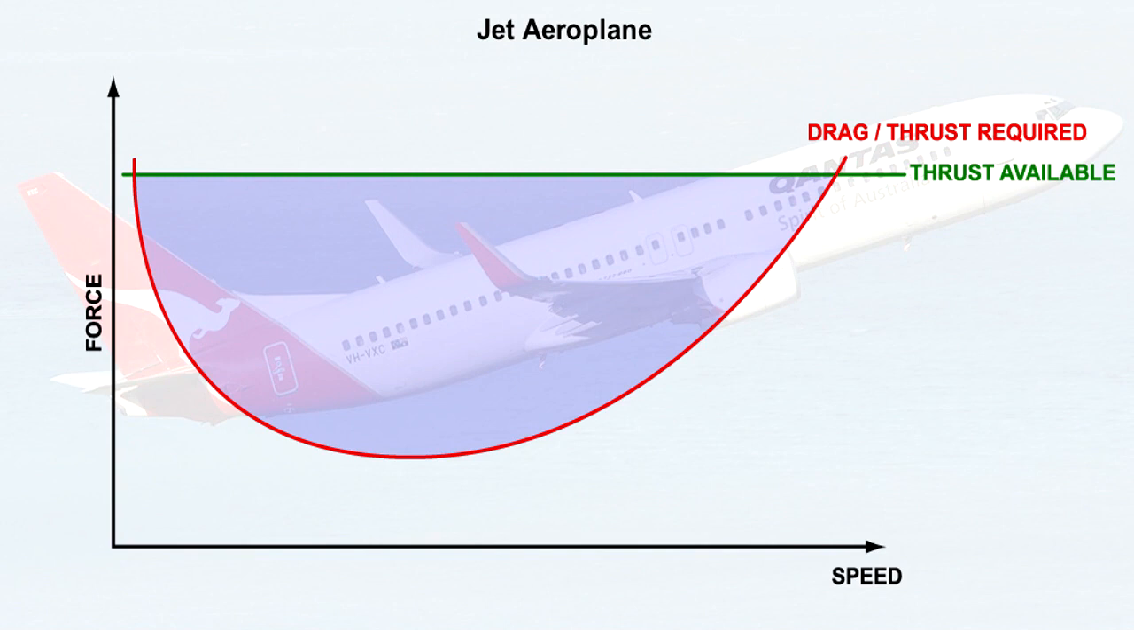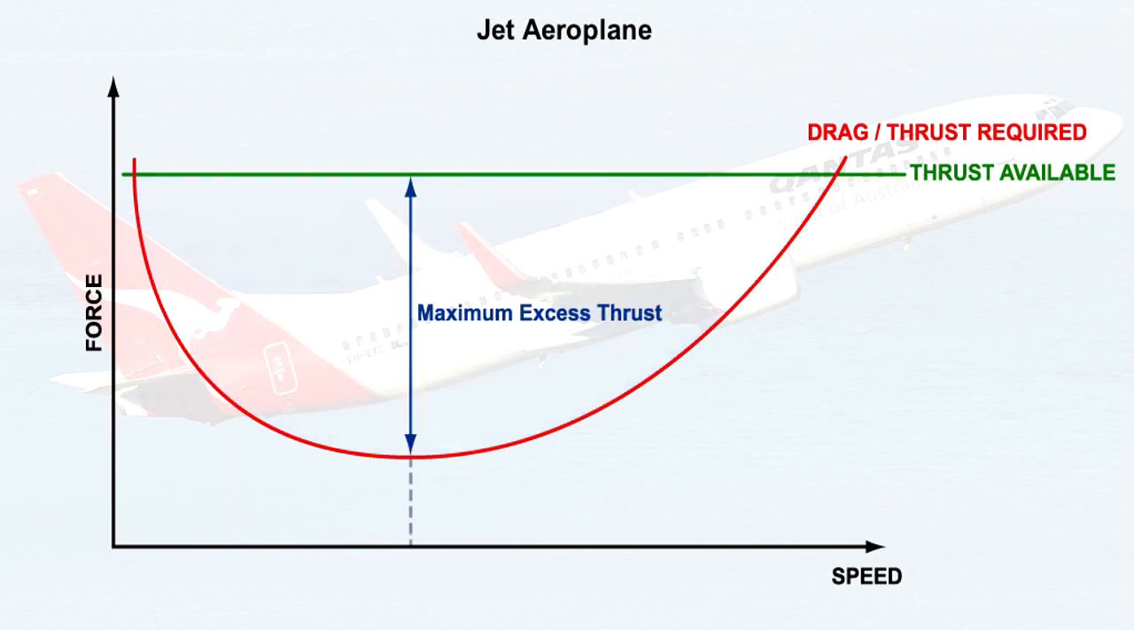You'll recall that to maximize the gradient of climb, excess thrust available must be at a maximum. This is the case where the distance between the thrust and the drag lines is the greatest, as shown here. Notice that maximum excess thrust available occurs at this speed. At any other speed, the excess thrust available is less, and therefore the achievable climb angle will be less than the maximum.